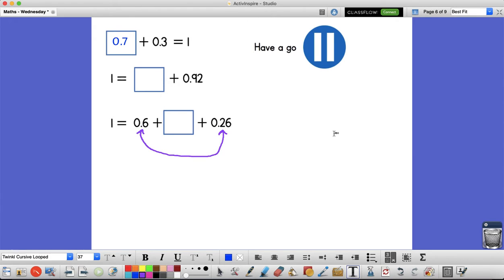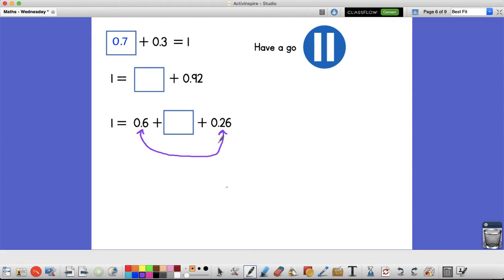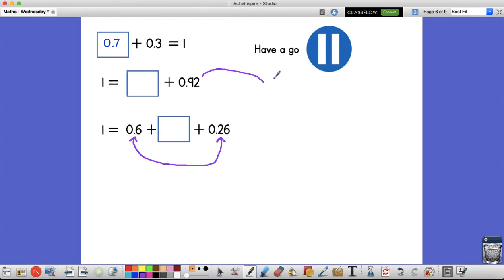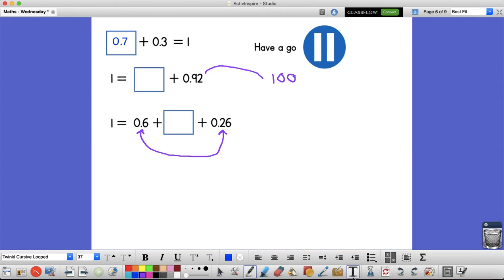And if you know number bonds to 10, then you should know straight away that 7 add 3 makes 1 whole. Okay, so our next one, we've got 0.92 and we need to get to 1. I know the difference is 8, but that's 8 hundredths, which means the answer should be 0.08.